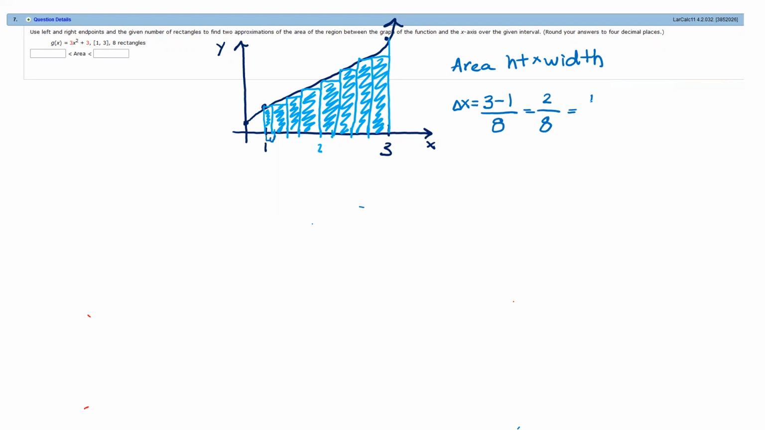And then we go ahead, and the width of each one of these is going to be 1/4. That makes sense, right? Because we're going from just the number 1 to the number 3, so it shouldn't be super large widths on our rectangles.